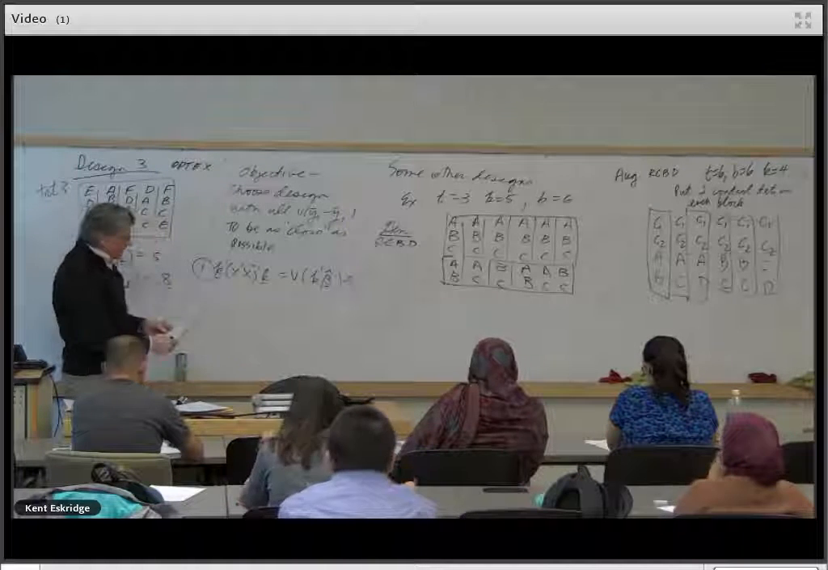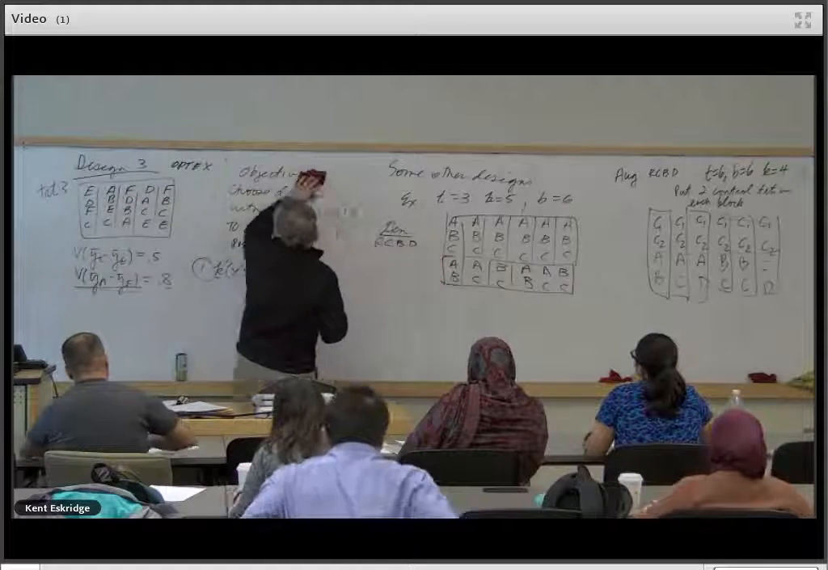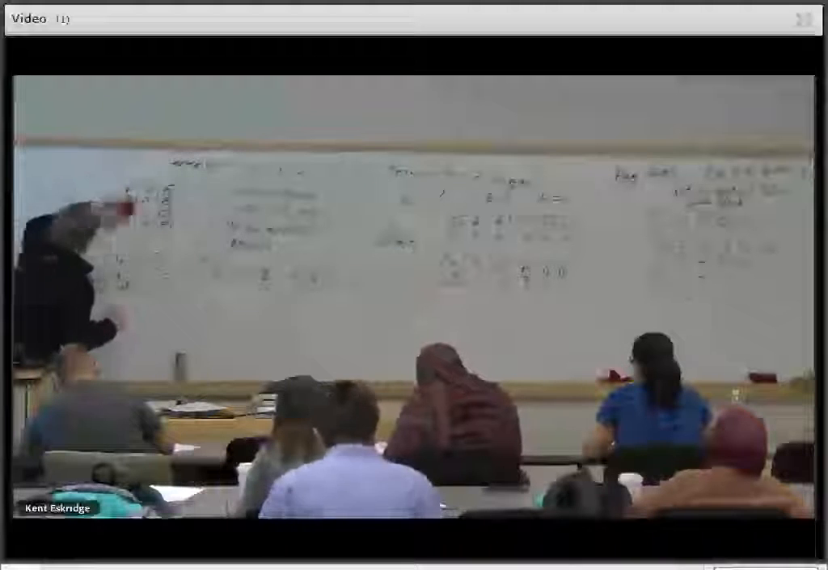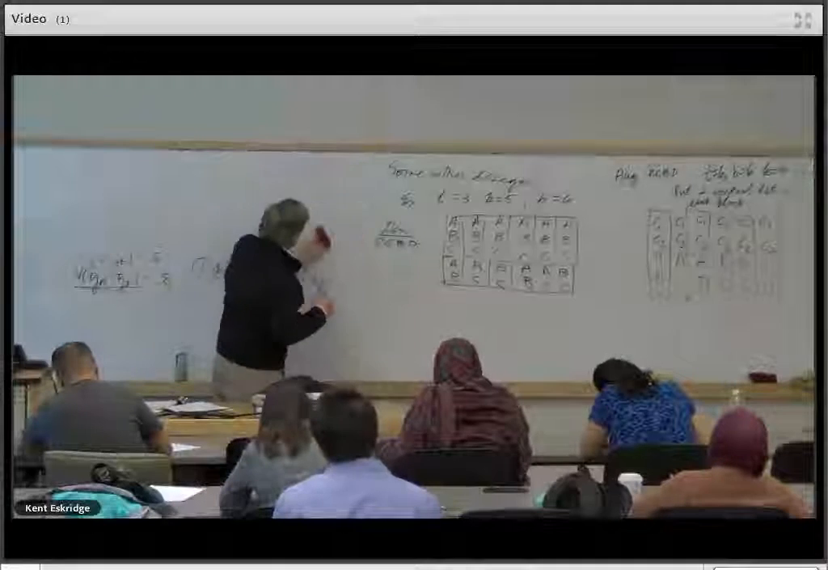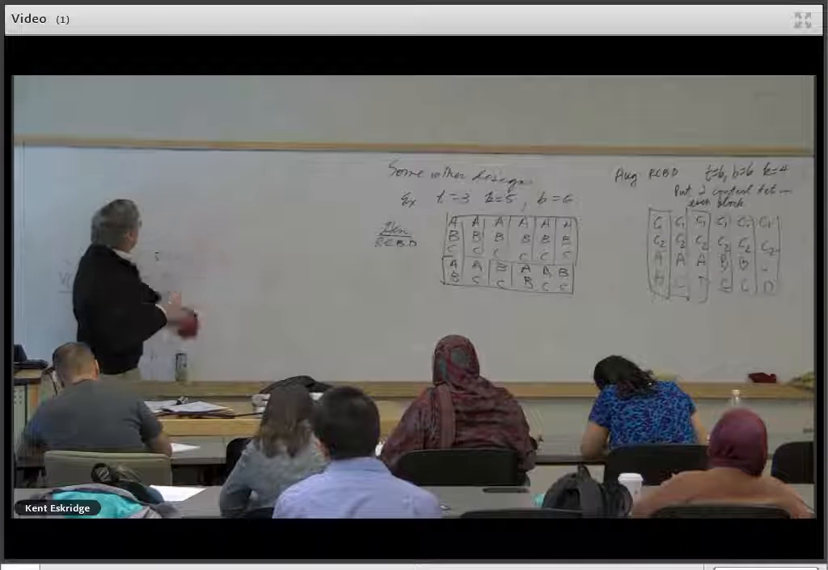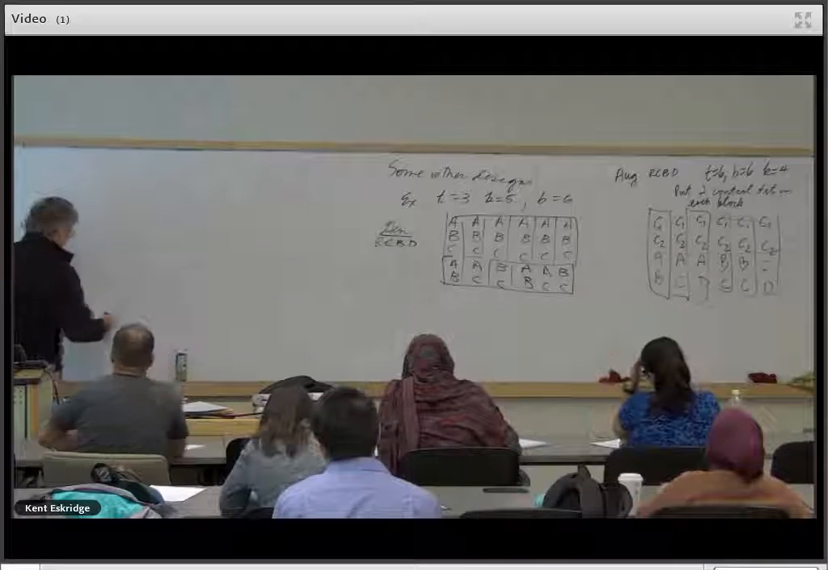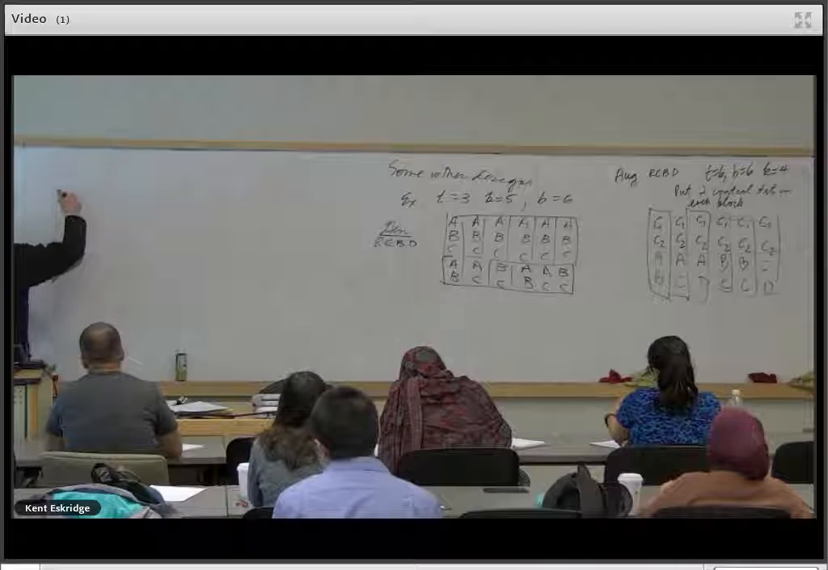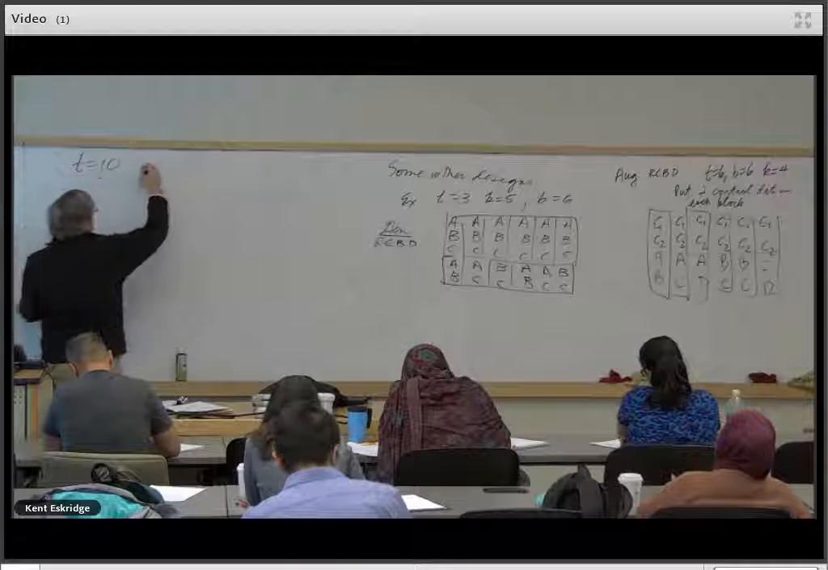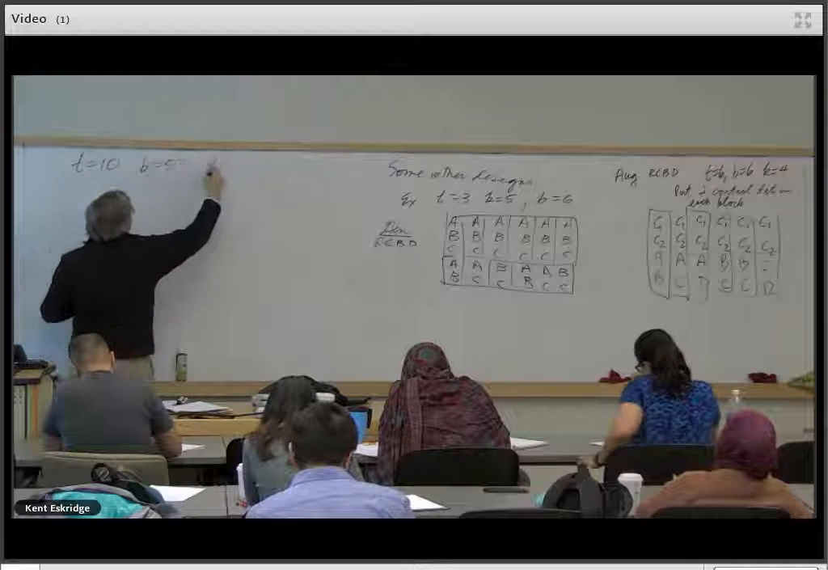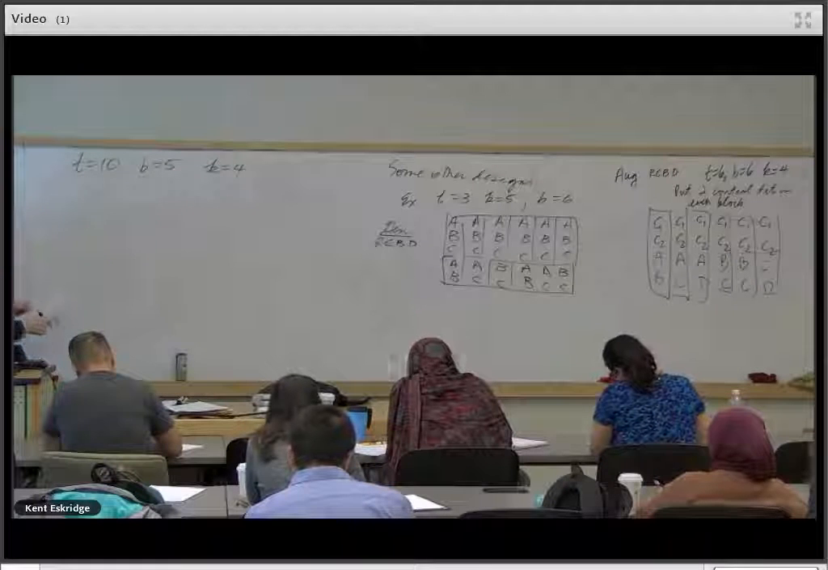Okay, a couple other designs. How about a chain block design? So chain block design, again, it's the same problem that you have small blocks and quite a few treatments that you want to test. And so, let's see. I've got 10 treatments, and I've got 5 blocks. And I've got 4 units per block. Okay. And so how do I do this?